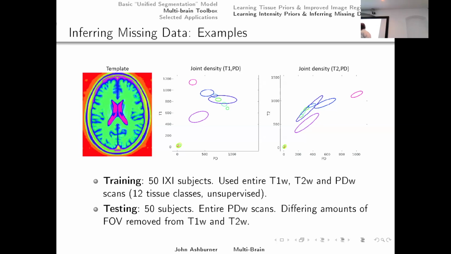So if we have, say, a proton density weighted value around 400, and the tissue prior set belongs to this Gaussian, then we know we should have a value around here for the T2 weighted in this example.